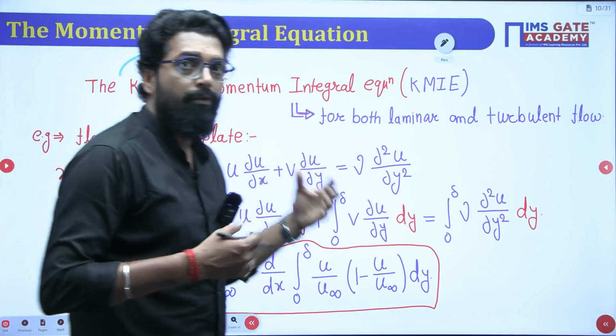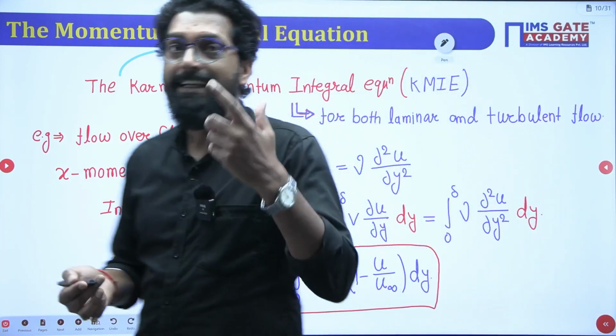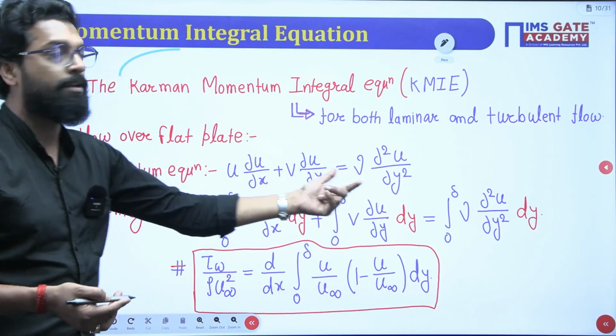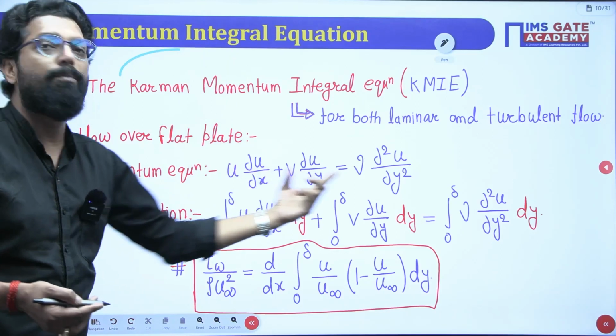So, what is the von Karman equation? Of what equation do you have to take the integration? The integration of the momentum equation. That means this is the momentum integral equation. That means you have to integrate the momentum equation.